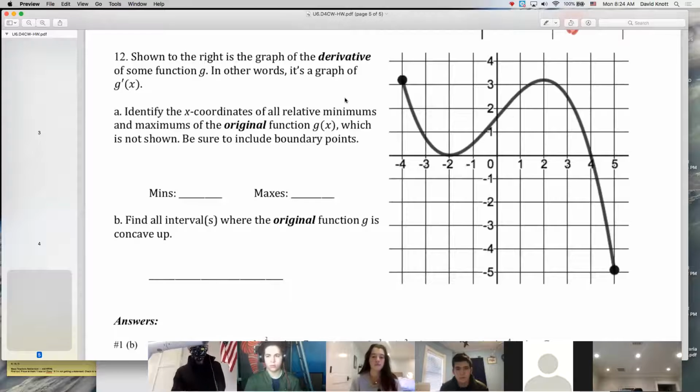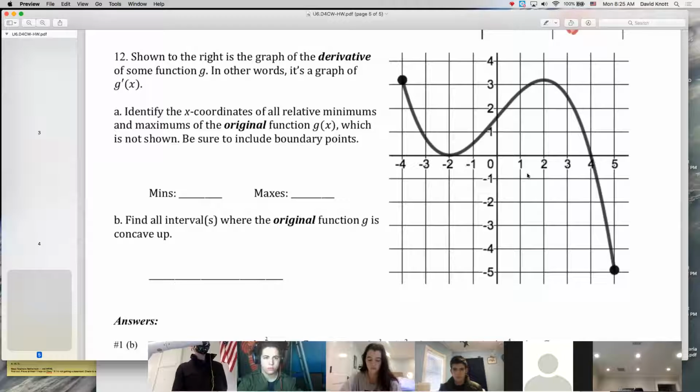So this is the graph of the derivative of g, the graph of g prime. Part A asks you to identify the x-coordinates of all the relative minimums and maximums of the original function, g of x, which is not shown. Be sure to include boundary points. We haven't talked too much about boundary points, so maybe I'll say something about that. But let's start by reminding ourselves where minimums and maximums occur. Mins and maxes occur at critical points, right? And critical points are places where the derivative is 0 or undefined.